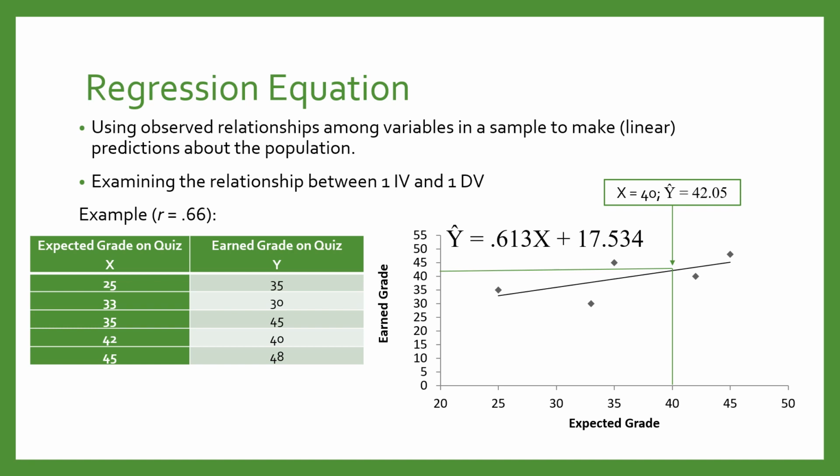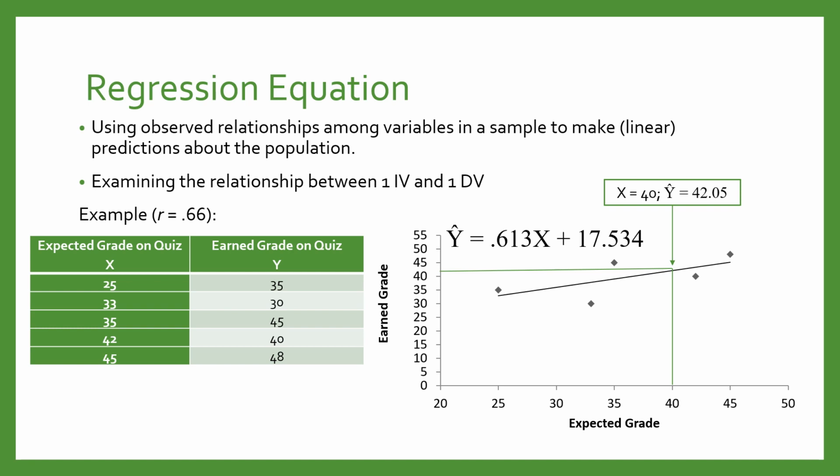So think about how the math would work, right? If x was 0 and you plug it in, you would have 17.534 as your value. So in this equation, someone who expected a grade of 0 would be predicted to earn a grade of 17.534. Then the predicted value of earned grades goes up 0.613 points from there for every additional quiz point grade that the student expected.